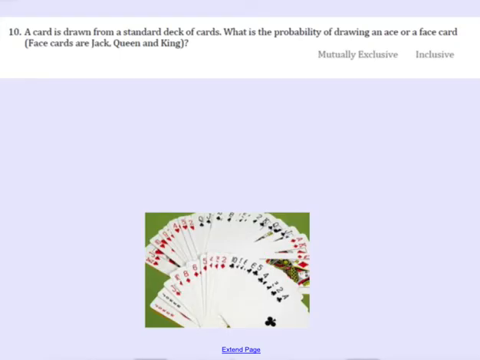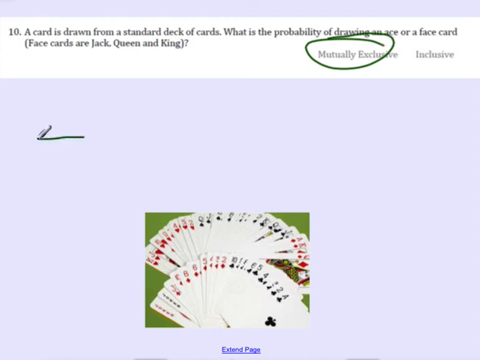Last but not least, let's take a look at number 10. A card is drawn at random from a stack of cards. What is the probability of drawing an ace or a face card? So aces are actually not considered a face card because they don't have a face on it. So you cannot be an ace and a face card. So this is a mutually exclusive event.